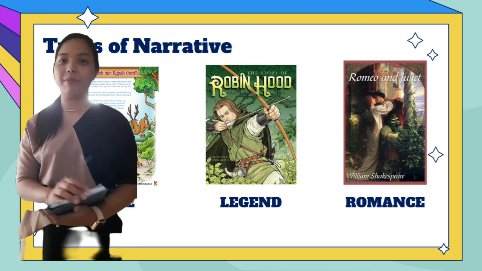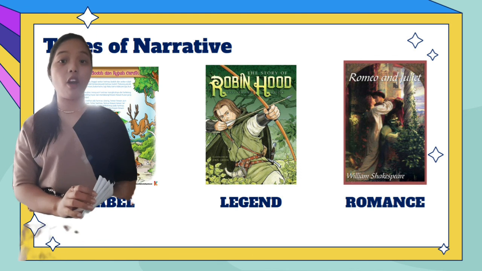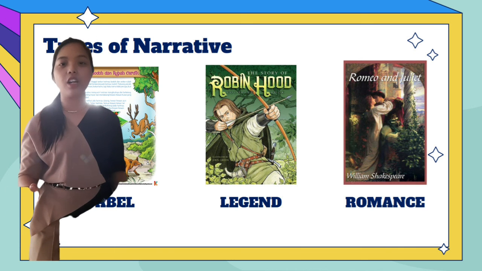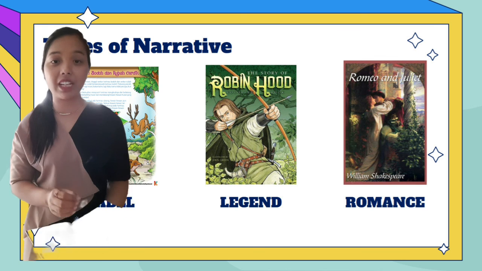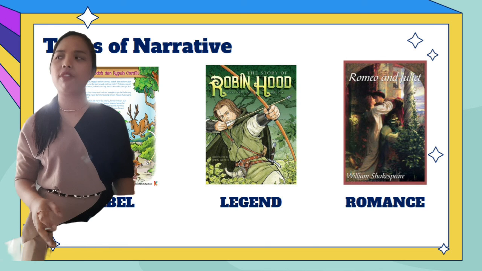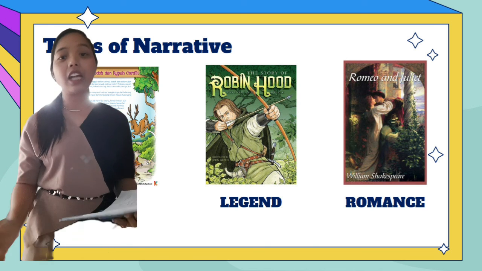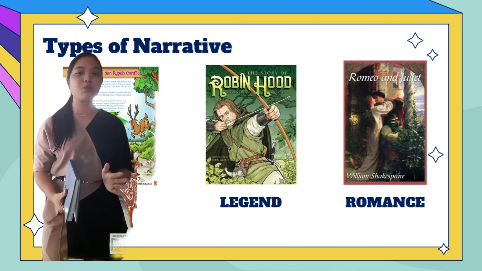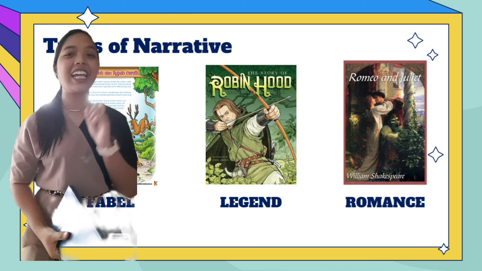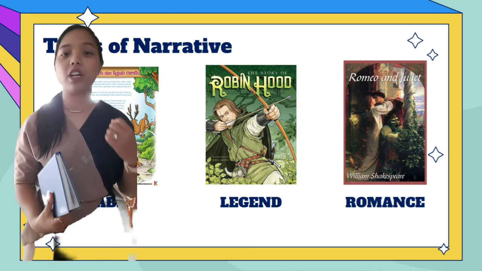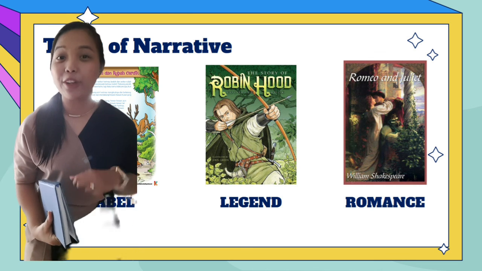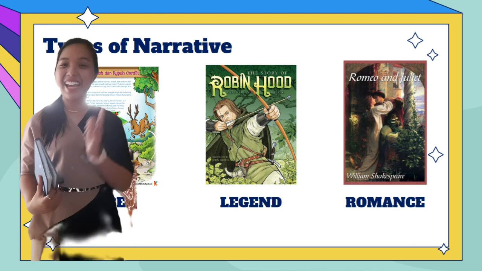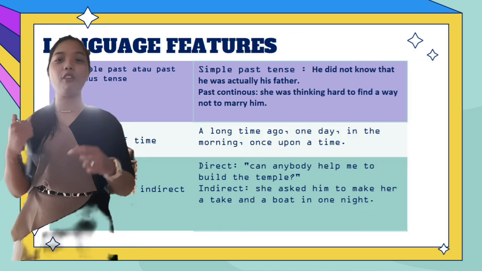And the legend. Legend is a story often believed to be true and in which the characters are usually considered historical by some. For example, Robin Hood, King Arthur, and Pecos Bill. And the last one is romance. Romance is a story with a theme of love. Do you guys ever hear about Romeo and Juliet? Yeah, this is an example of a romance story.